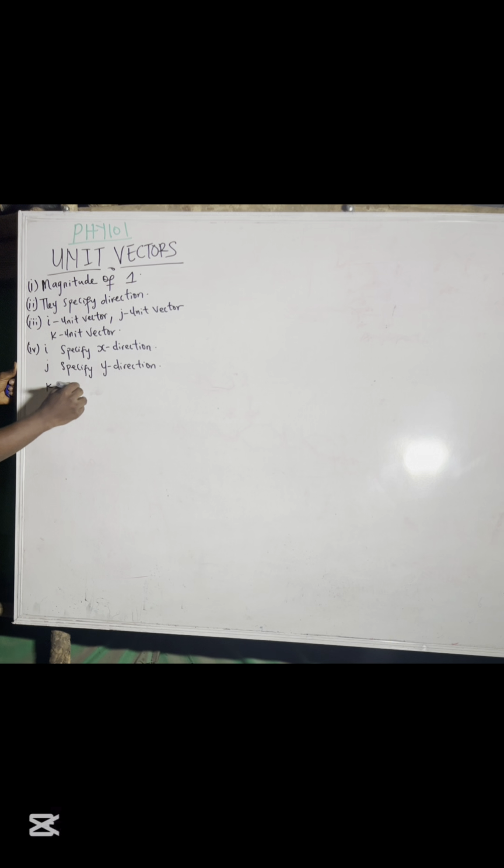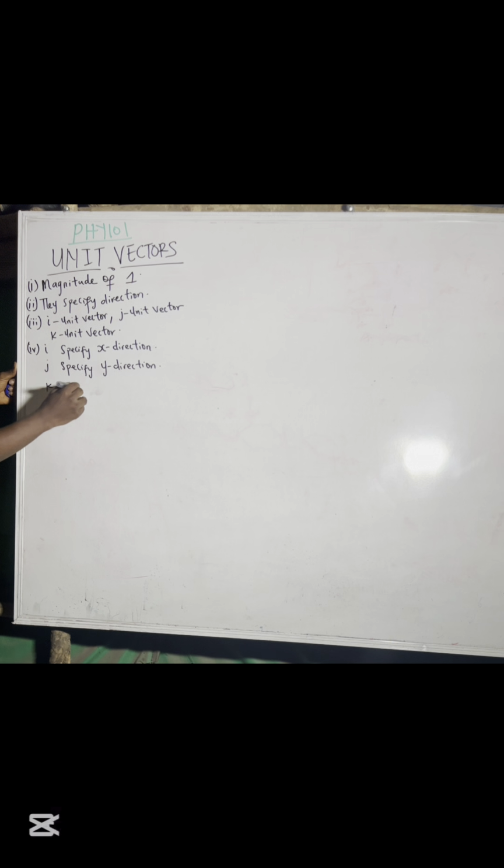We can also call the magnitude of the vector the modulus of the vector. The next thing you have to note is that the orthogonality of unit vectors is 90 degrees. So the orthogonality of unit vectors is what? 90 degrees.